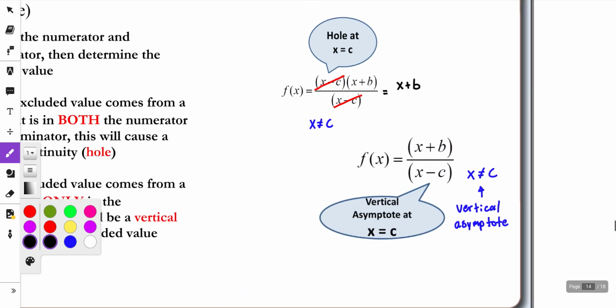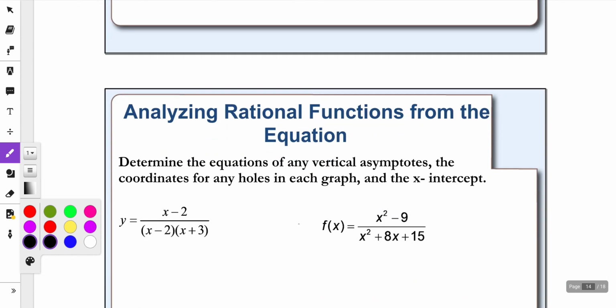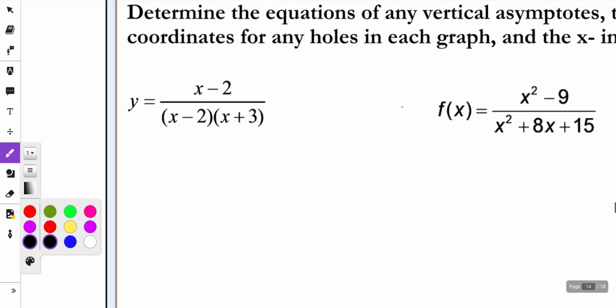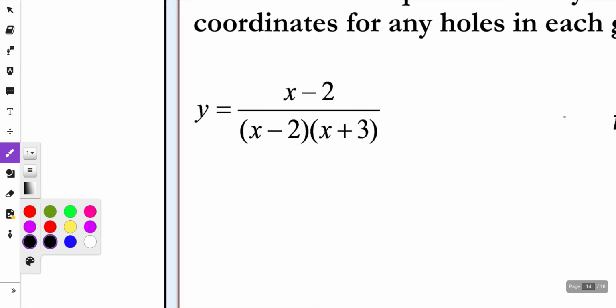We'll look at some examples, and that will probably help. Let's look at this, and let's talk about holes and vertical asymptotes. Okay, look at this first guy. First thing I'm going to do is write x cannot equal 2 or negative 3. Does everybody agree with that? Those are my non-permissible values.